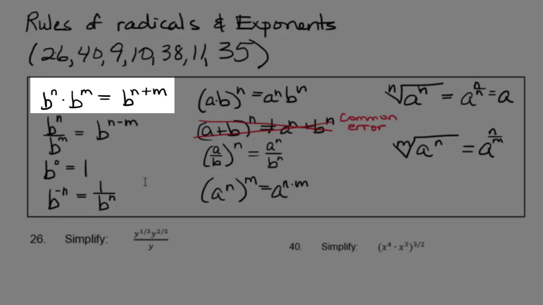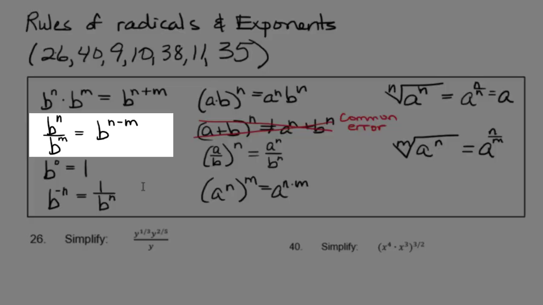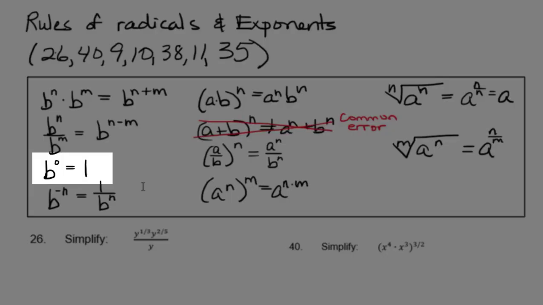We have that when we multiply like bases, b to the n times b to the m, we add their exponents, b to the n plus m. When we divide like bases, we subtract the exponents. When we raise a base to the 0 power, we get 1. When we raise a base to a negative power, that's the same as taking 1 over the base to the positive version of that power.